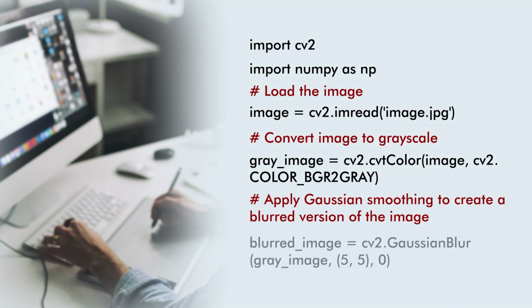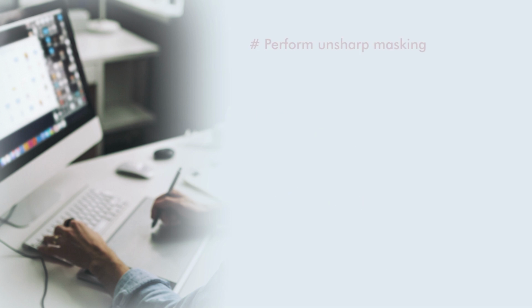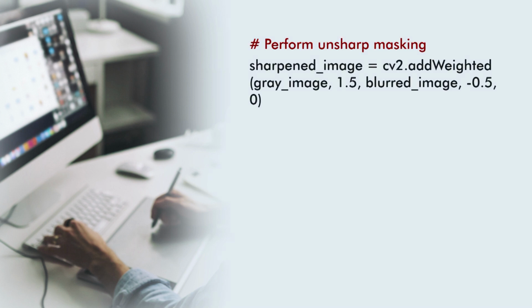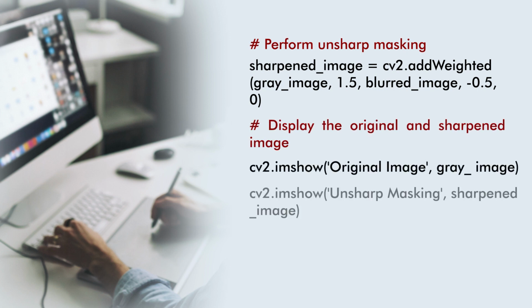After that, apply Gaussian smoothing to create a blurred version of the image, and we can get that blurred image by using the cv2 Gaussian blur function. In this we use the grayscale image with the respective values. So, perform unsharp masking to get the sharpened image. In that we have to add the weight values to map the grayscale image with the blurred image. So, we have to display the original and sharpened image.